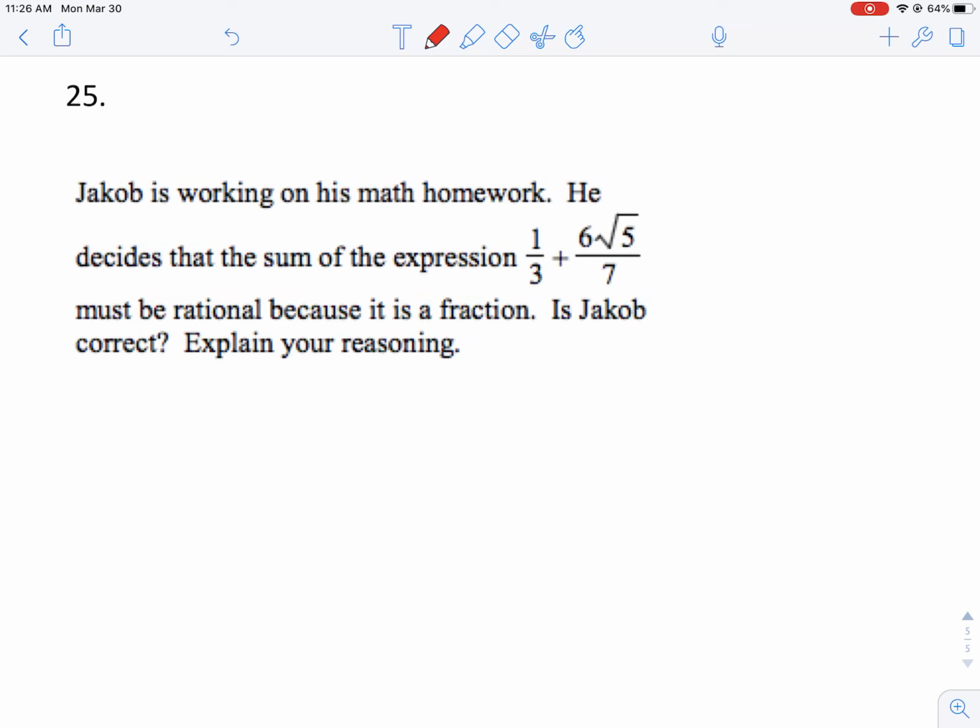All right, so Jacob is working on his math homework. He decides the sum of the expression right here must be rational because it is a fraction. Is Jacob correct? Okay, so let's split these up here. Let's talk about these two pieces.